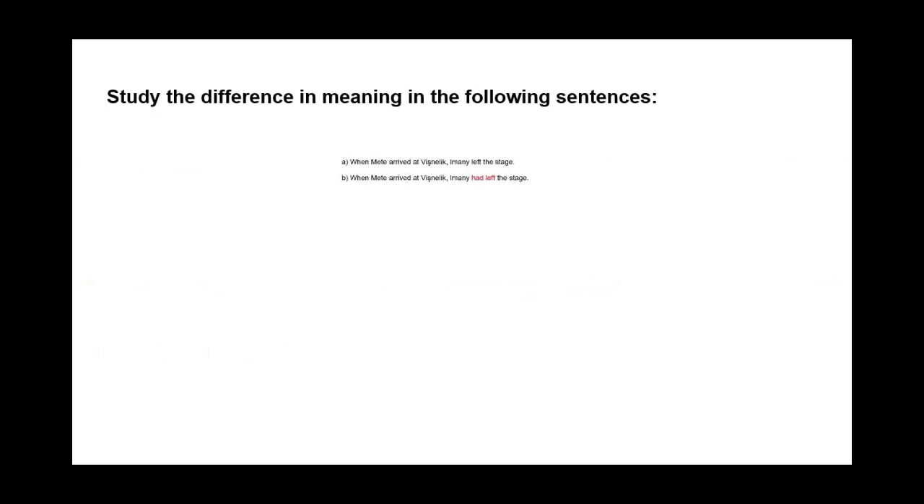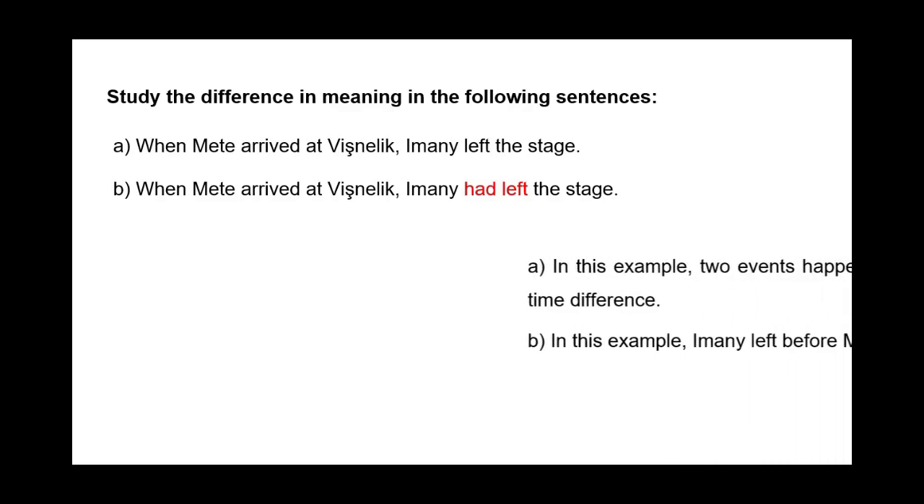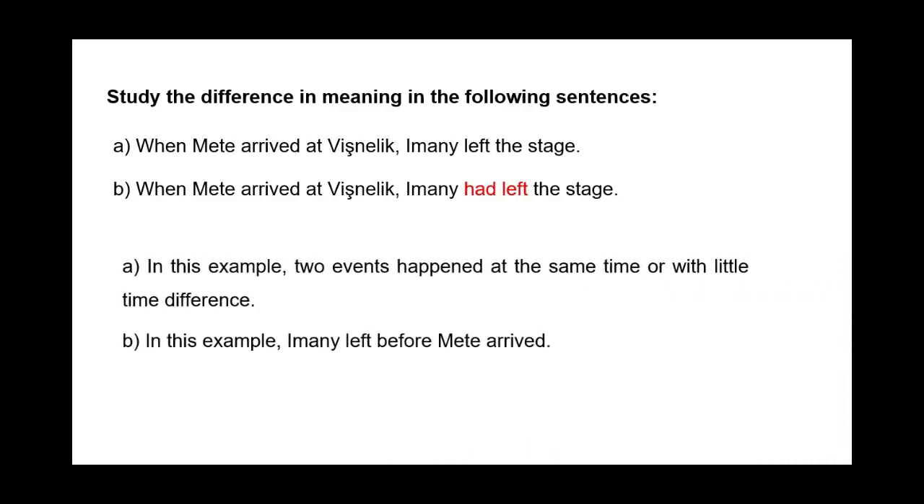Now let's study the differences in meaning in the following sentences. When Mete arrived at Vishnelik, Imani left the stage. When Mete arrived at Vishnelik, Imani had left the stage. So in sentence A, two events happened at the same time or with little time difference. But in sentence B, Imani left before Mete arrived. How do we understand this? Because we see the past perfect tense in the action that happened before the other one.